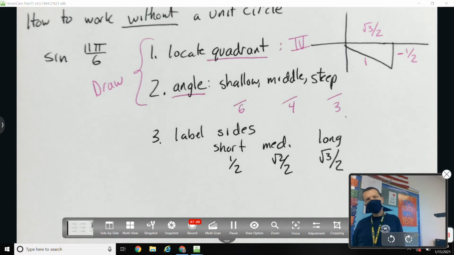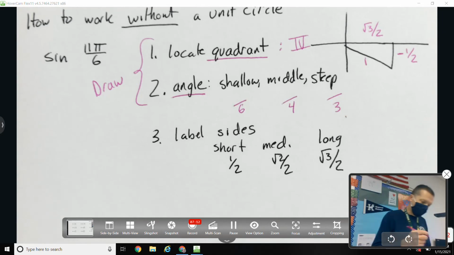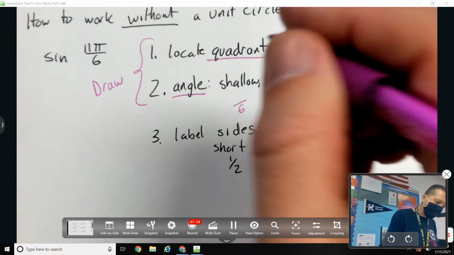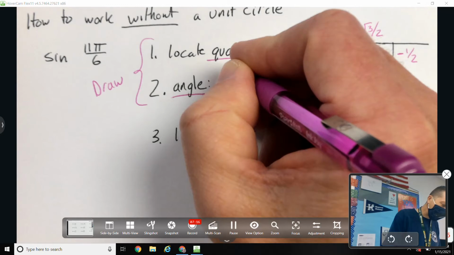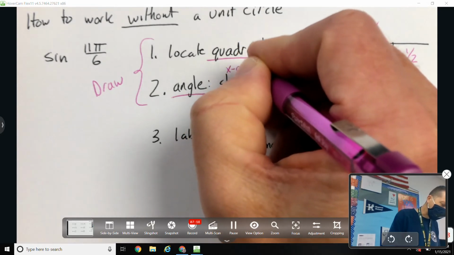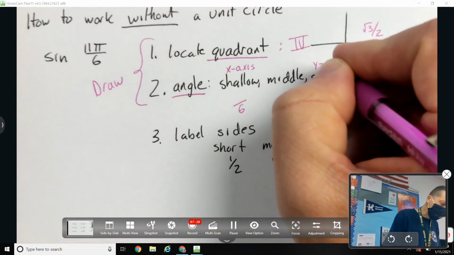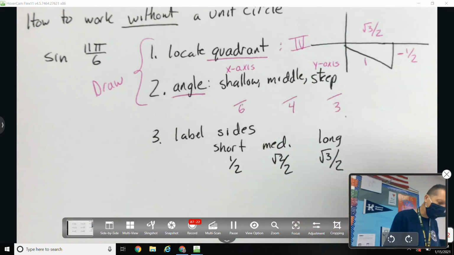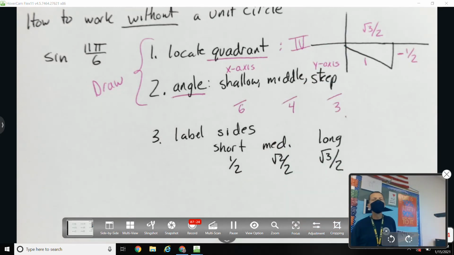Question. When you say steep or shallow, which one is closer to the x-axis or y-axis? Because I got confused. Yeah, that's okay. Shallow, and you can think of it that way. The shallow angles are close to the x-axis. The steep angles are close to the y-axis. And the middle angles are the ones in the middle.